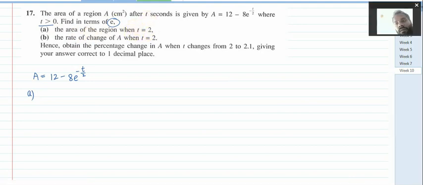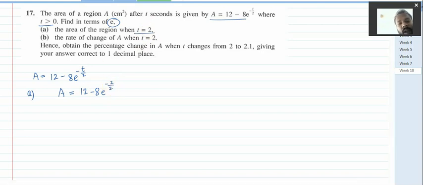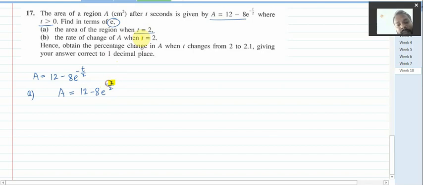Alright, so that is a very easy question. What you need to do is place the value of t = 2 in this equation. So the expression is A = 12 - 8e^(-t/2), and the value of t is 2, so now it will be -2 over 2. I have placed the value of t equal to 2 here.